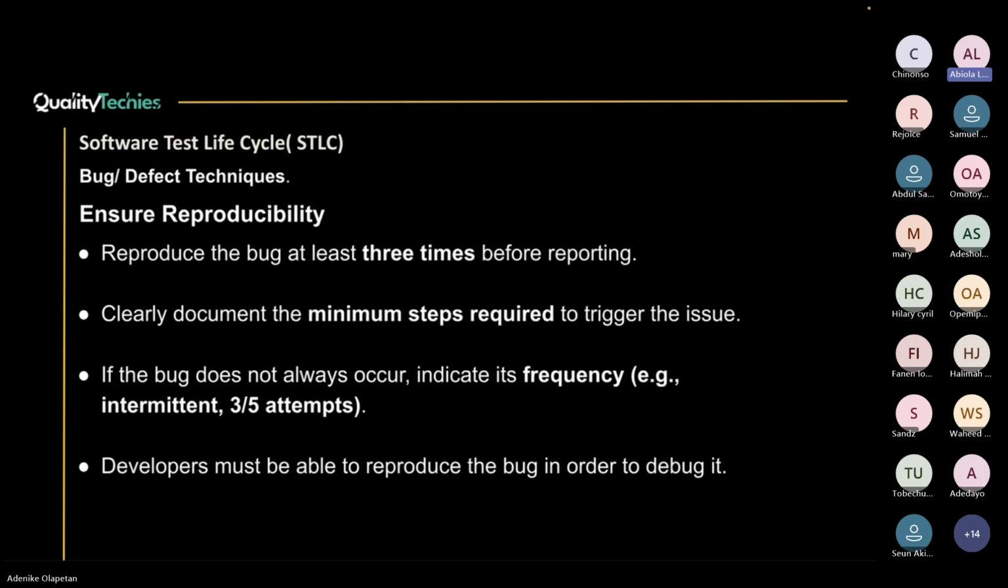Then clearly document the minimum steps required to trigger the issue. So we must be able to explain the test steps properly. The clear documentation of how you arrived at the issue is important. If the bug does not always occur, indicate its frequency. So there are some issues: you saw it the first time, you tested again and did not see it again. Maybe it randomly came back, it happened again. Inconsistency. So we have to know how to communicate it across.